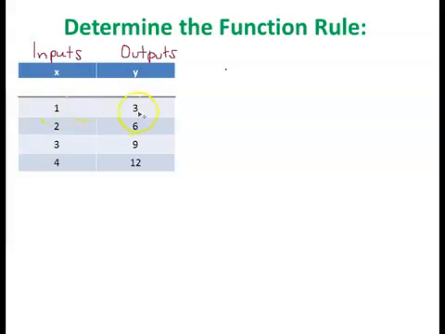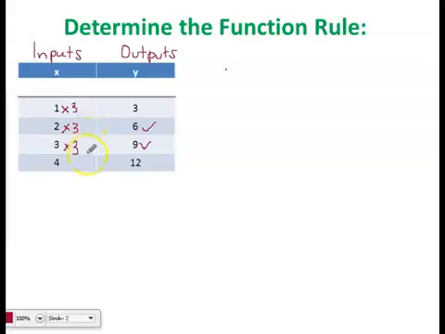What's another way to go from 1 to 3? Well, what if I multiply 1 times 3? Let's check that and see if it works for the second input. 2 times 3, does that equal 6? It does, so it works. Let's keep trying it. If we multiply 3 times 3, do we get that output of 9? We do, so it works.